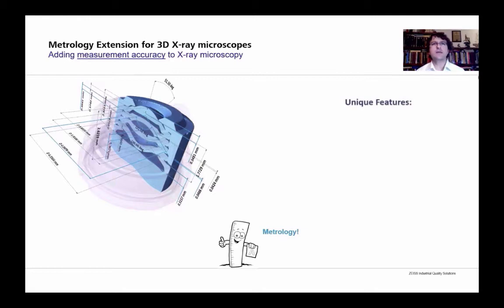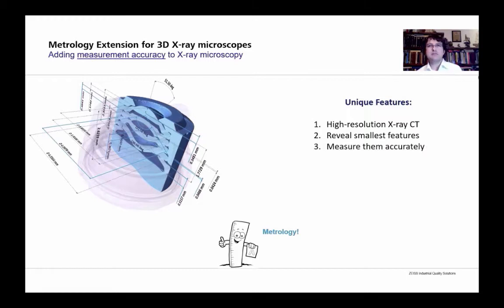So here are some of the unique features of the metrology solution that allow us now to do highly accurate dimensional measurements with a 3D X-ray microscope. First, we preserve the well-known high-resolution imaging capabilities of the 3D X-ray microscopes. This allows us to reveal the smallest features of a part at high resolution, and in addition to that, now we can measure them accurately.